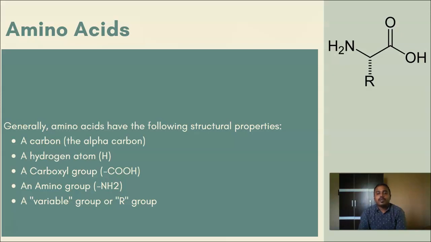The last one is an R group, which we also call a variable group. This R group differs among the 20 amino acids. All the other remaining parts, the carbon, hydrogen, carboxyl group and amino group, are similar and the same in all the 20 amino acids. Only this R group changes in different amino acids.